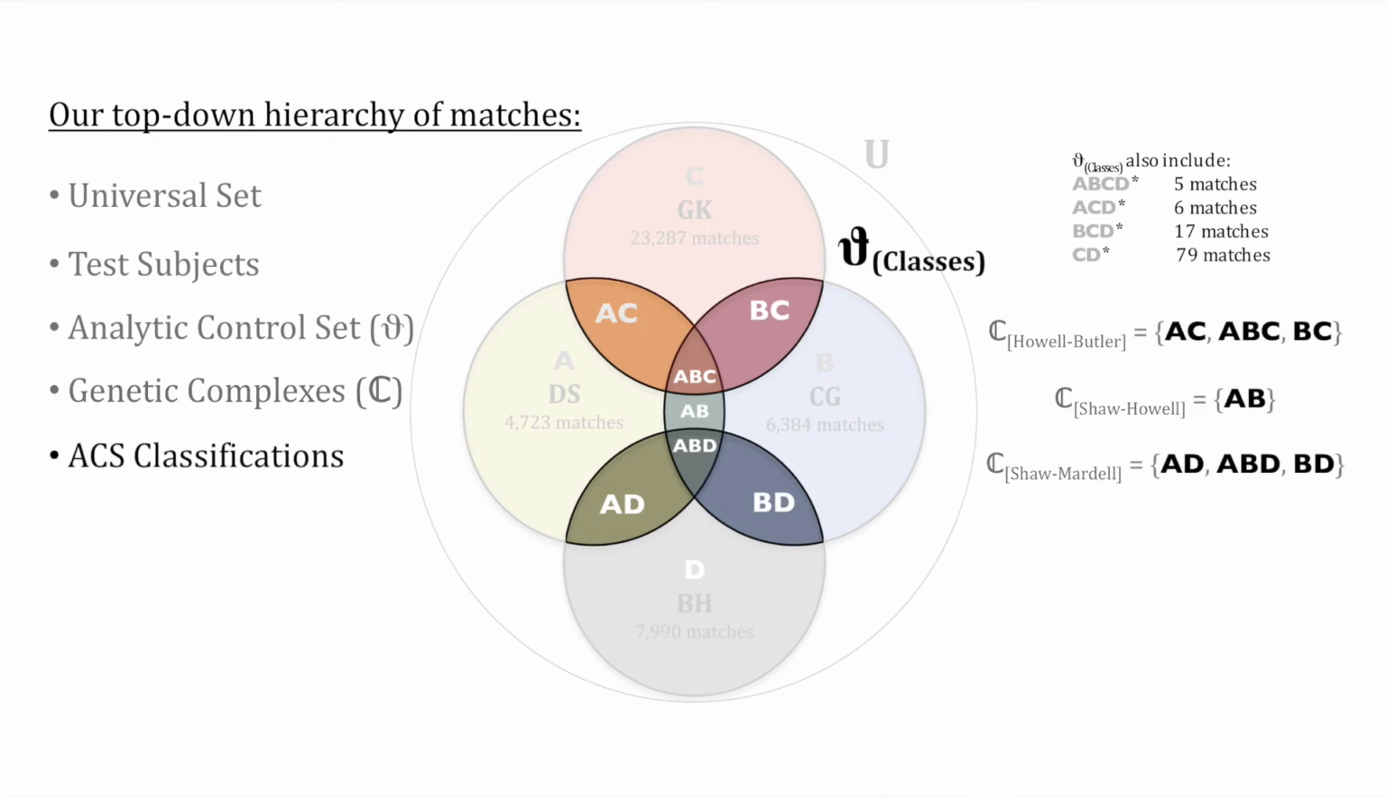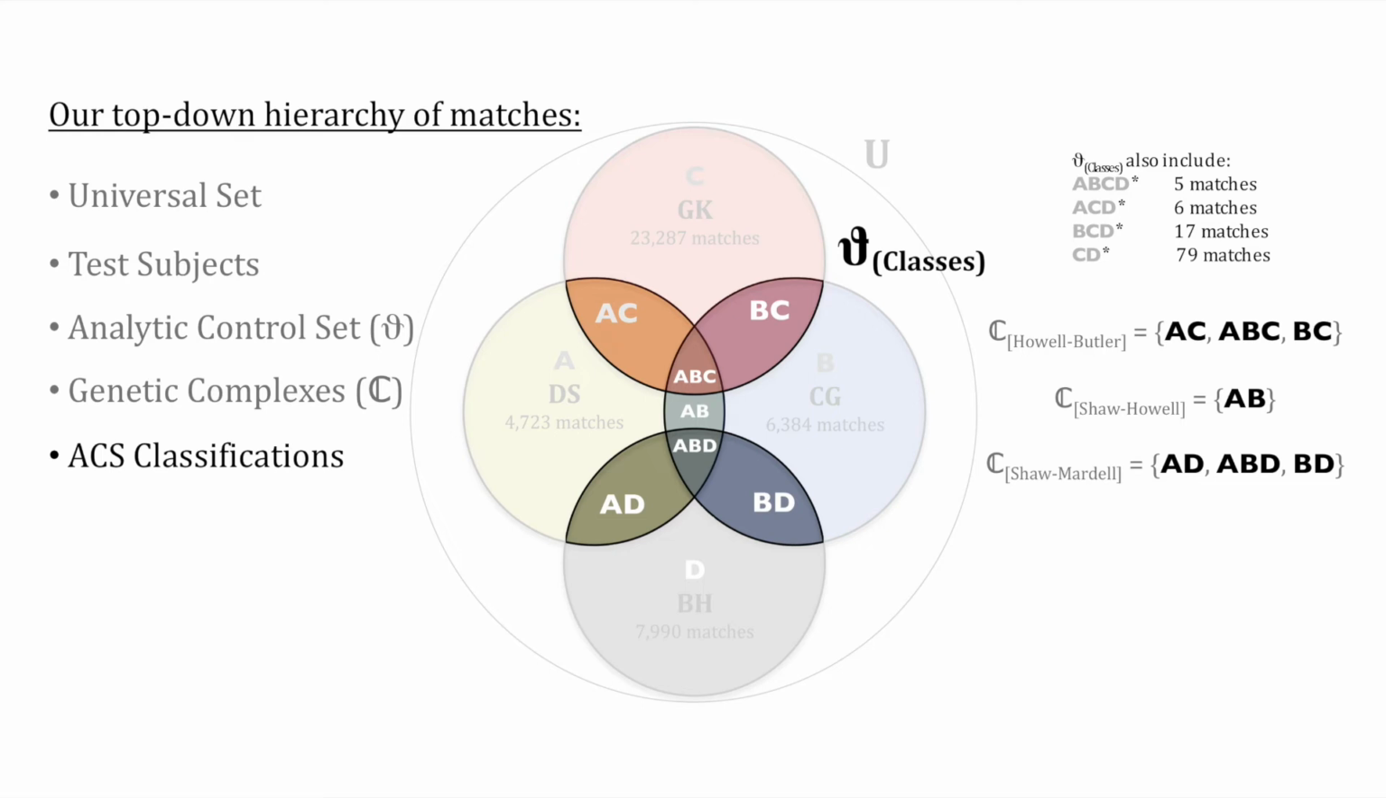Genetic complexes are composed of matches grouped into ACS classifications. Classifications allow us to categorize matches using letter names. For instance, complex Shaw-Mardell consists of matches which include subject D, 762 AD matches, 28 BD, 17 ABD, and 5 ABCD matches, amongst others. Each classification consists of DNA member matches which are shared among our test subjects in consistent ways. For example, matches shared by subjects A and B only, or matches shared by B and D only.